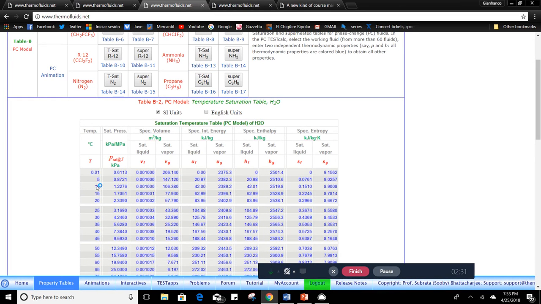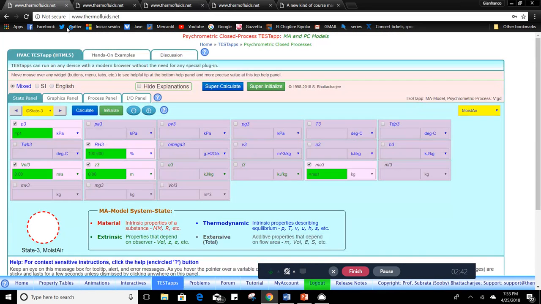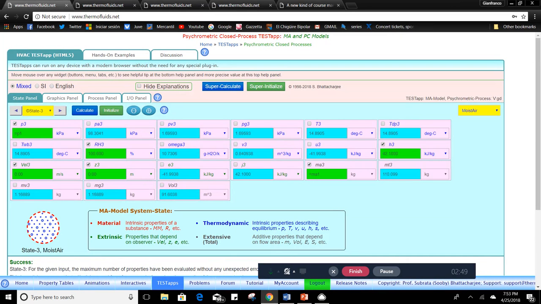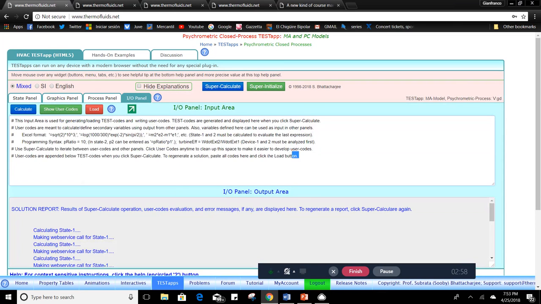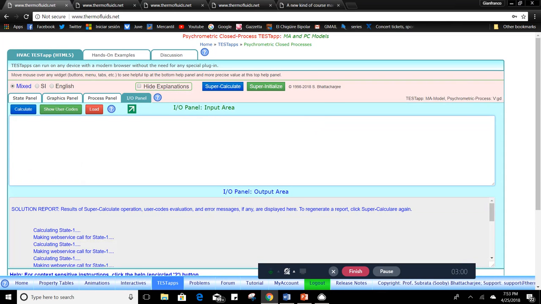We have the temperature is 10 degrees, so we find the specific volume to be 0.001 and the specific internal energy to be 42. Inputting that into the equation, we find that H3 is 42.1. We found the states, we go to the graphics panel, we make sure we have state 1, state 2, and state 3, makes sense, and we can go to the IO panel in order to calculate the amount of water condensed in the process.